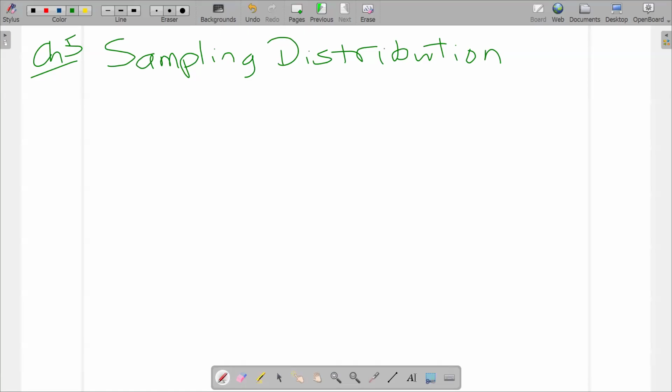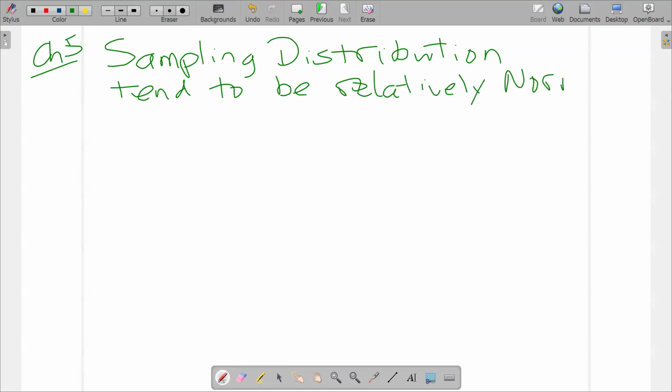In progress. So sampling distributions tend to be relatively normal. And I'm using normal in a very special context here that I'll explain more in a minute. They tend to be relatively normal for a large enough sample size.